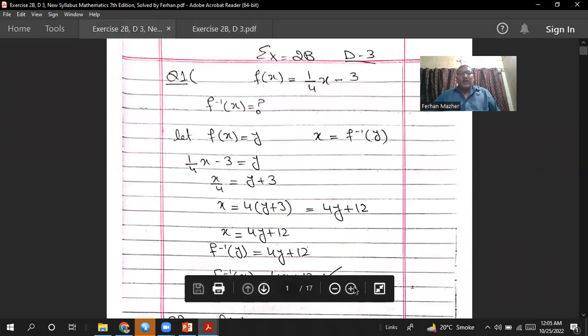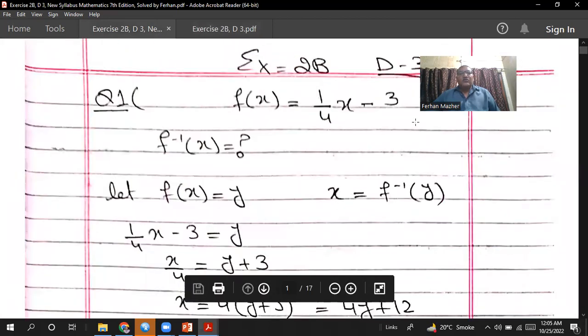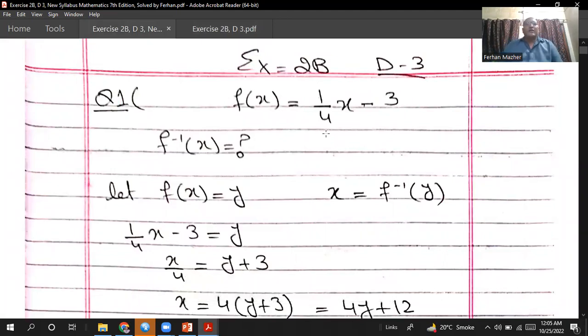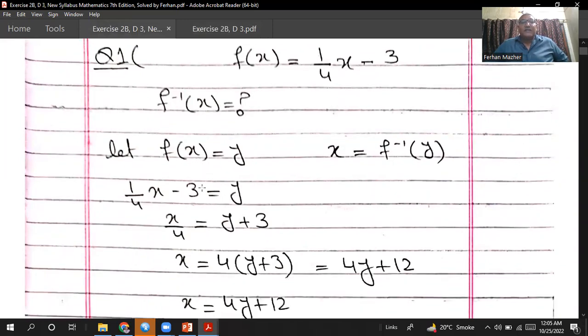So on your screen, it is coming up. So here we go. So f of x equals to 1 by 4 into x minus 3. So we want to find out the inverse of x. So in every question of inverse function, we write this sentence that suppose that f of x is equals to y, that means x is equals to f inverse of y. So in every question, we have to write this sentence. So kind of remember this sentence.